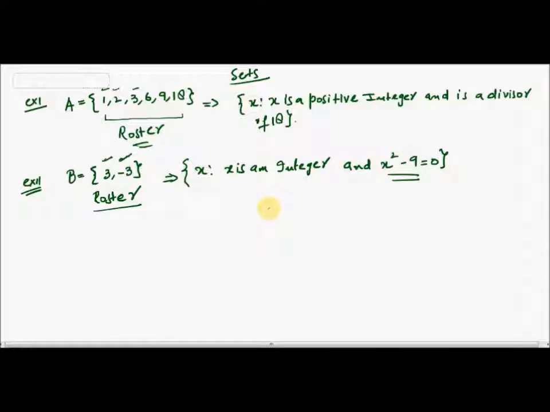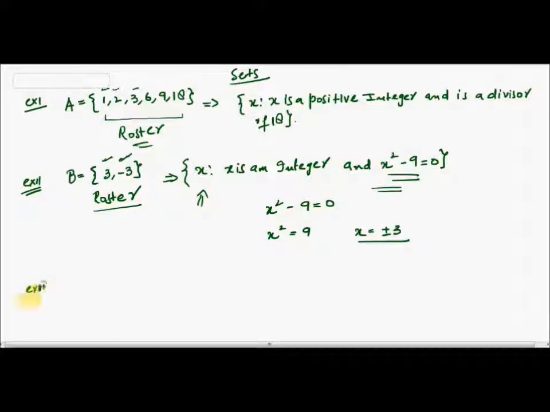If I have to elaborate it, I'll write x square minus 9 will be equal to 0, and then x square will be equal to 9, so x will come out to be plus minus 3, right? So I can write this as x such that x is an integer and x square minus 9 is equal to 0. Now this is the roster form and its set builder form will be this, right?